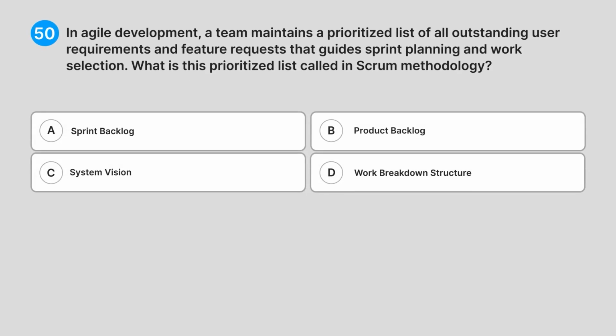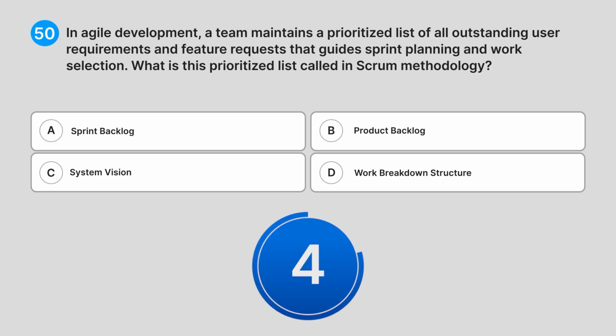50. In Agile development, a team maintains a prioritized list of all outstanding user requirements and feature requests that guides sprint planning and work selection. What is this prioritized list called in Scrum methodology? A. Sprint backlog. B. Product backlog. C. System vision. D. Work breakdown structure.